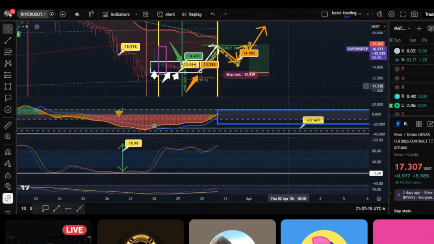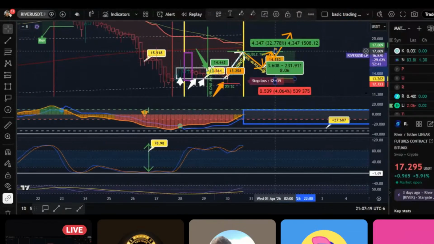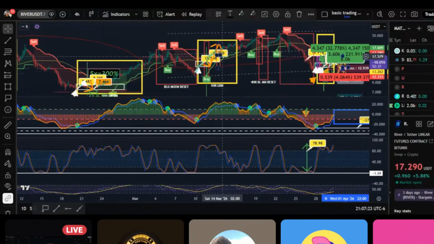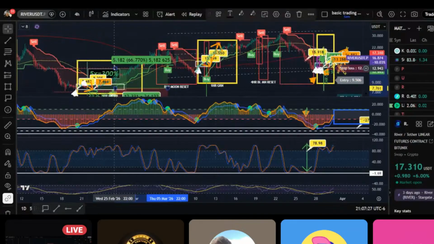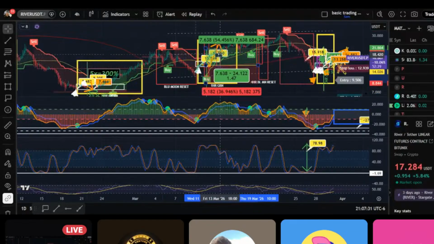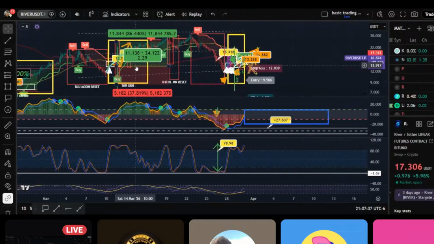theoretically, if we would have got in this trade here, we'd be looking at, let's see what the other ones did. What's the average here? About 98%, 50, 60%. Yeah, so the average on this trade is about 50 to 80%.